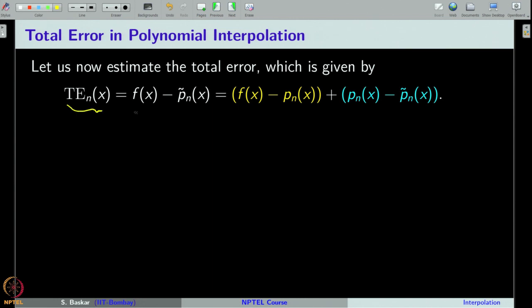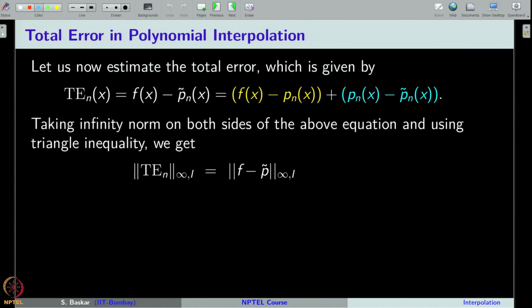Recall that the total error is defined like this, and that can be written as the sum of the mathematical error and the arithmetic error. Now, to find an estimate for the total error, we will again take modulus on both sides. Remember, we know an estimate for the mathematical error from the last class. We have derived an expression for the mathematical error, and we have also learned to estimate it using that expression in certain examples, right? Therefore, we have an idea of how to estimate mathematical error, at least in certain particular cases. We also derived an estimate for the arithmetic error in our previous slide. Therefore, with this knowledge, we can now get an estimate for the total error.